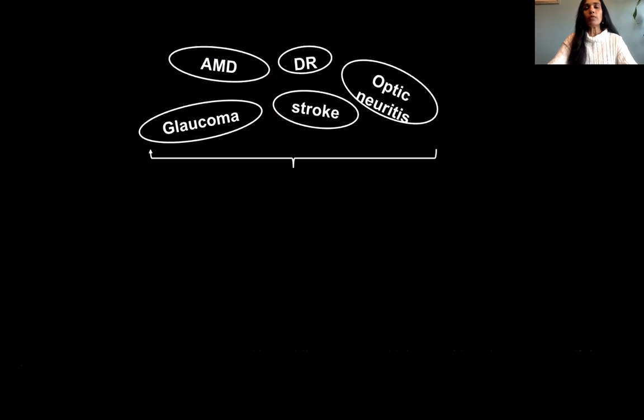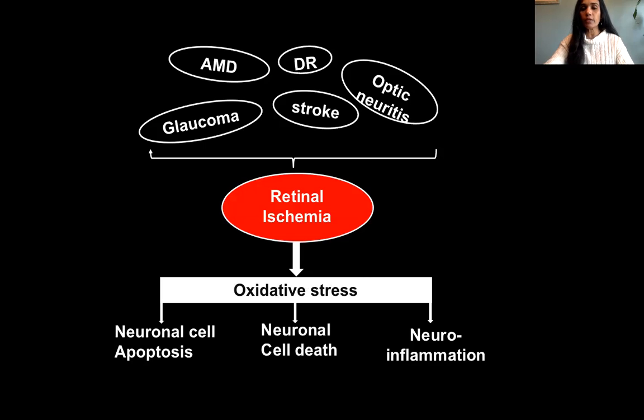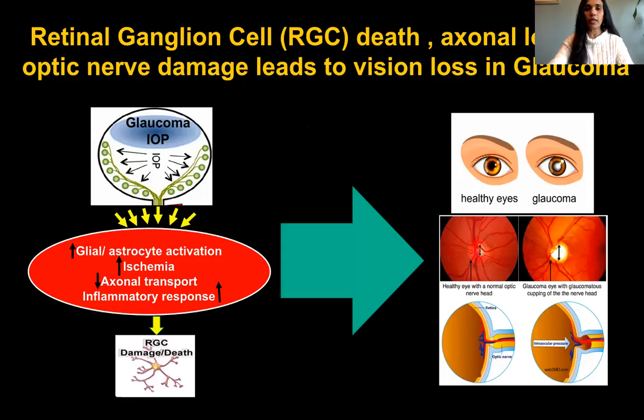So whether it is AMD, diabetic retinopathy, glaucoma, or any of those conditions, it ultimately leads to a condition called ischemia in the eye. And ischemia generates oxidative stress, resulting in neuronal cell death, neuronal apoptosis, and neuroinflammation. Ultimately, all these different aspects lead to retinal ganglion cell damage. So in my studies, we are focusing on preserving or protecting retinal ganglion cells or retinal neurons.